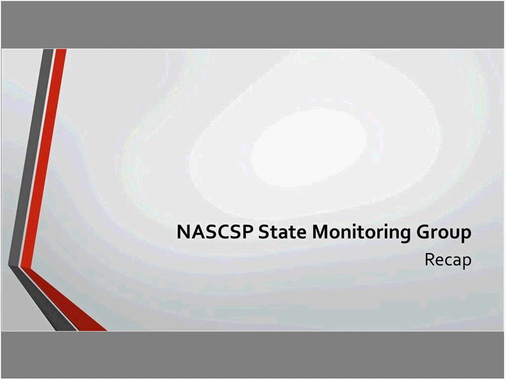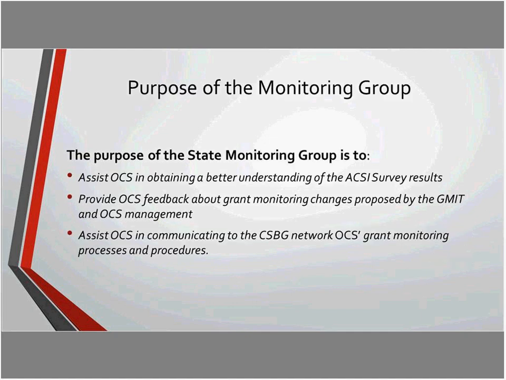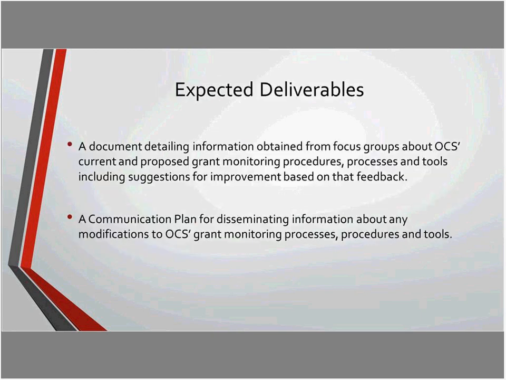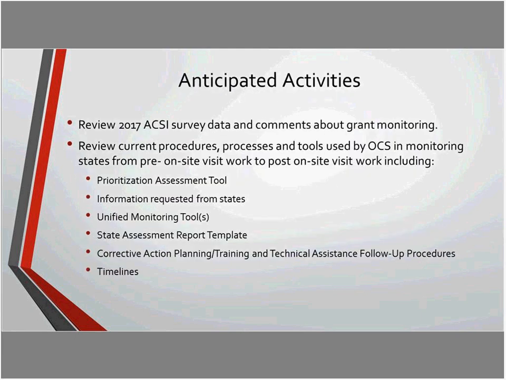Next, I'll just kind of go down. I did just kind of, at every meeting, just so we all continue to be on the same page, recap exactly what we're doing. I summarized this, but obviously we're assisting OCS in understanding the ACSI results, providing them feedback on the proposed changes, a big chunk of which you're going to see today, and then figuring out how we're going to communicate some of these changes to the network. At the end of all this, we'll have a document detailing what we've learned from focus groups we're going to hold, and then hopefully a communication plan, to cover a lot of the activities that we had set forth.